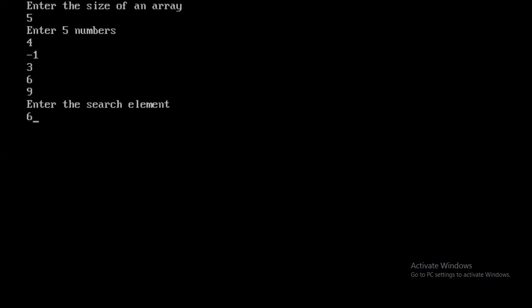So here the element 6 is present in the list. Hence, I should get a message. The element is stored at the index value 4, right? Sorry, it is 3 because I've started the array index from 0. See, the element is found at location 3. That is the index value. Okay, so this completes the linear search operation. Thank you.